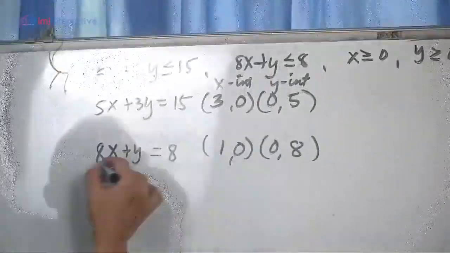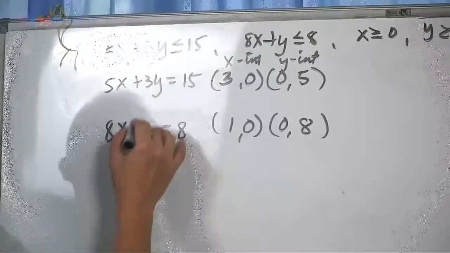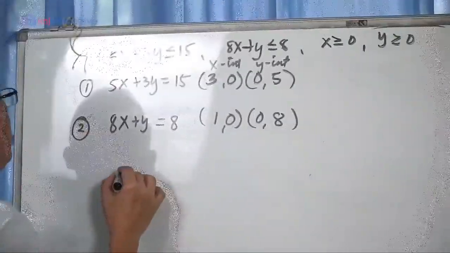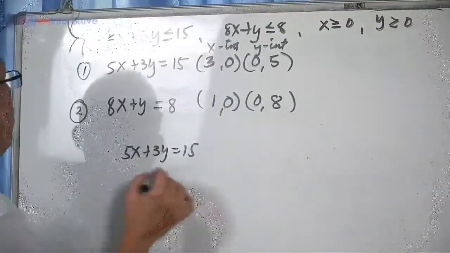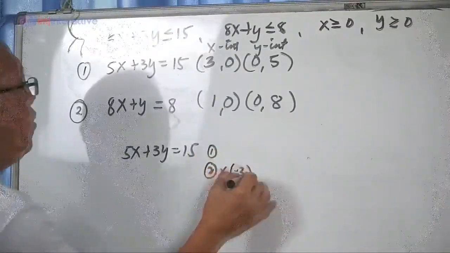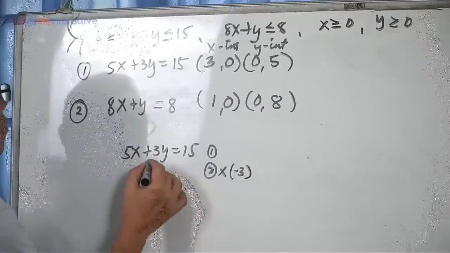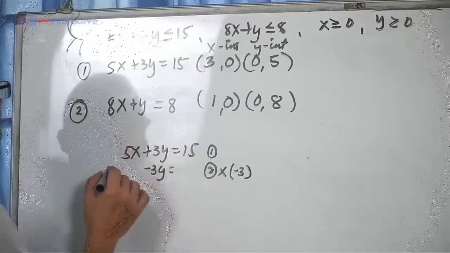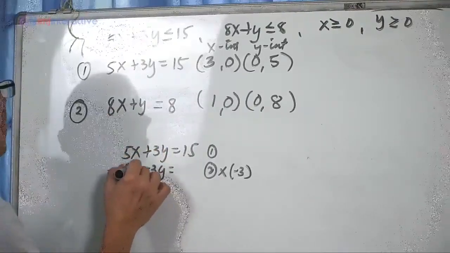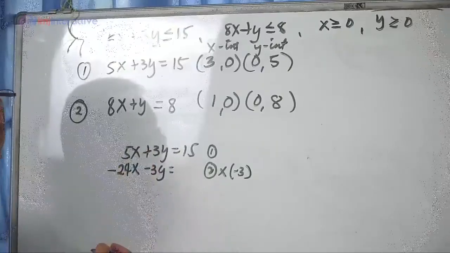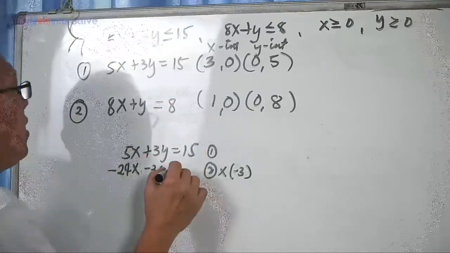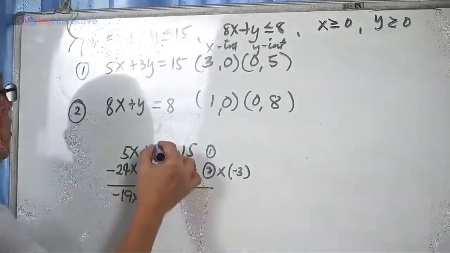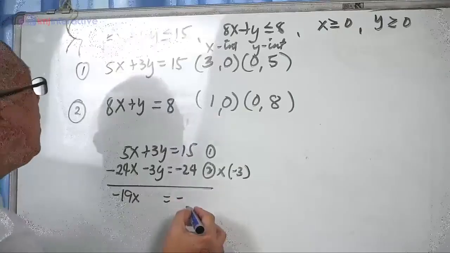Next, let's get the point of intersection of these two. So they will intersect. So to get the point of intersection, let us solve. Let's call these equation 1 and equation 2. Copy equation 1. Multiply equation 2 by negative 3 to eliminate y, since this is positive 3y. So 8x times negative 3 gives negative 24x. y times negative 3 gives negative 3y. 8 times negative 3 gives negative 24. So this is equal to negative 19x, this is 0, and this is equal to negative 9.